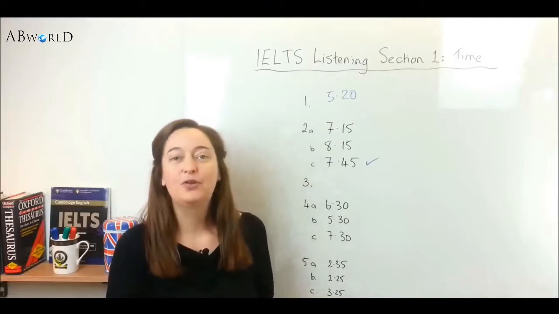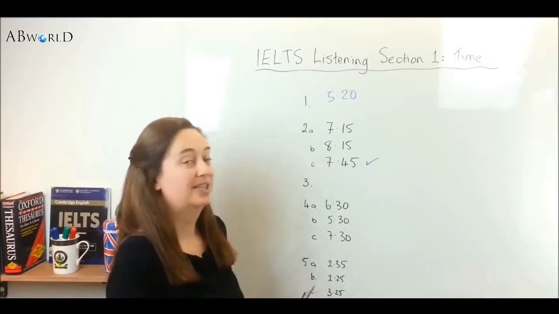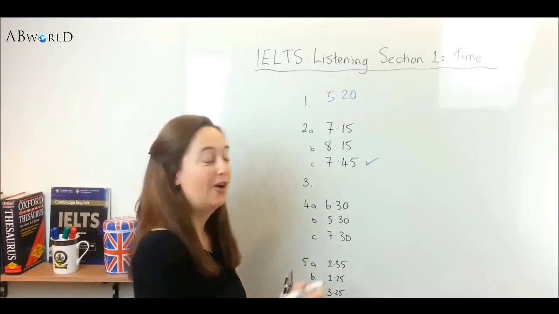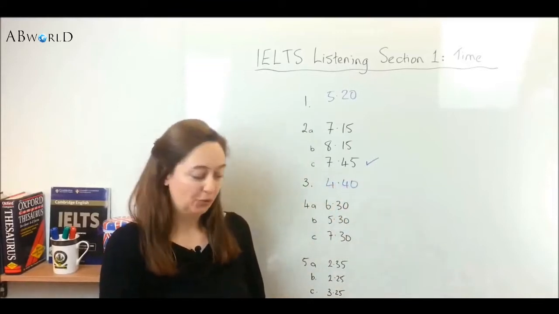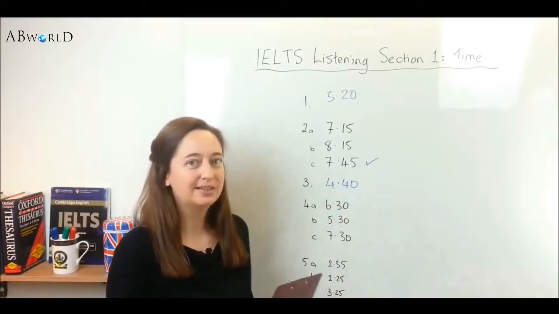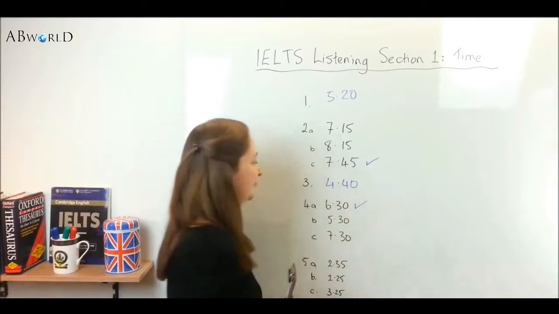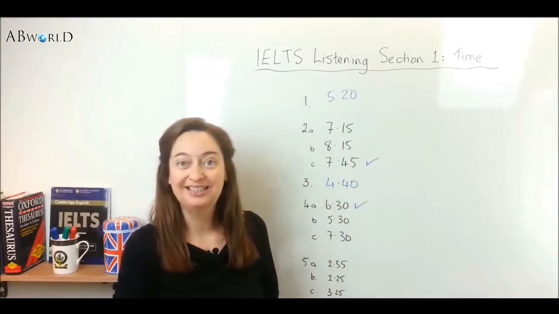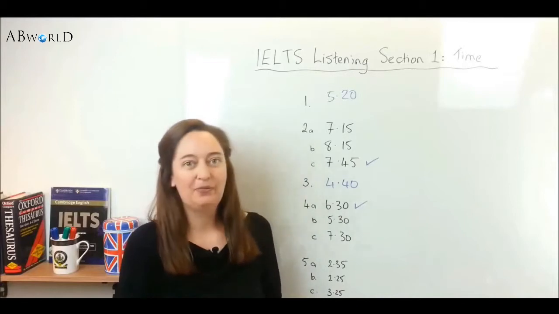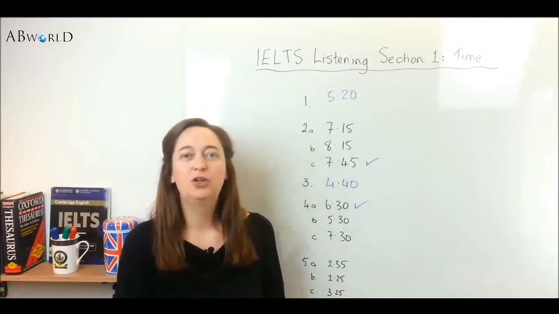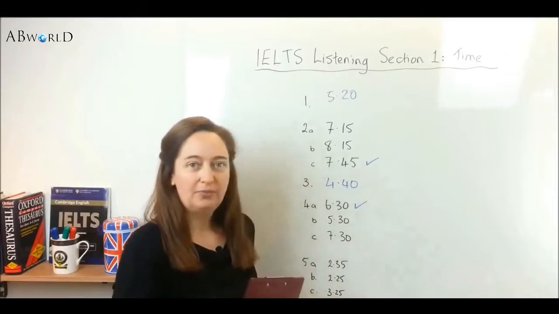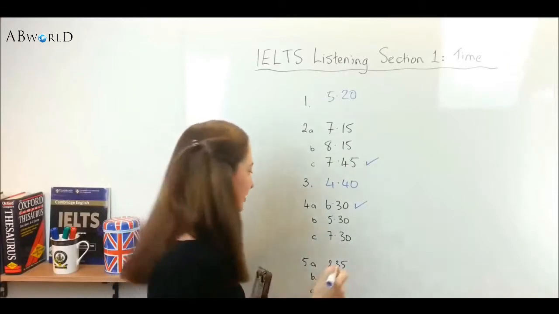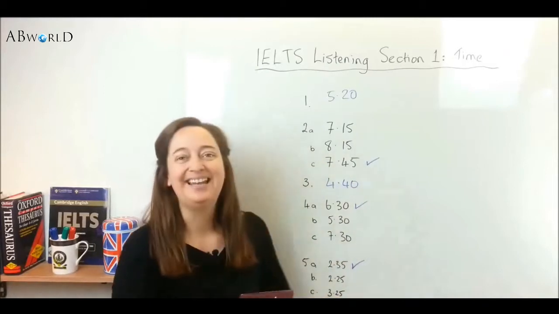Number 3, 4:40. We could also say 20 to 5. And number 4, 6:30. That's quite easy. We could also say 6:30. And for number 5, 25 to 3. That was quite difficult. 25 minutes before 3 o'clock is A.